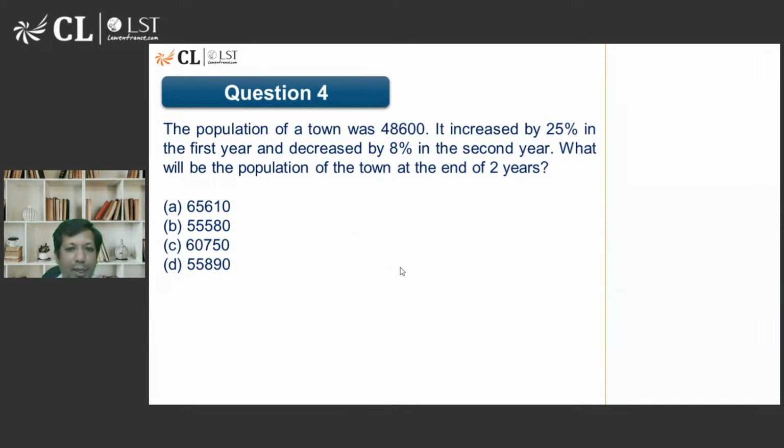Now the population of a town was 48,600. It increased by 25%. So what is 25%? 1 by 4. So it was 48,600. It increased by 1 by 4. So this comes out to be what? This is 12,150. So the population increased by 12,150.